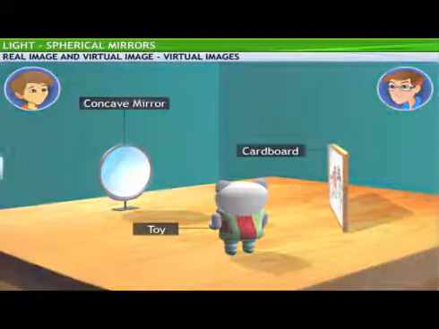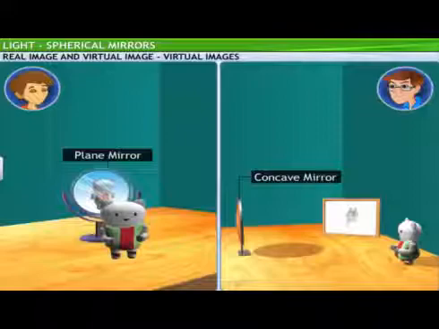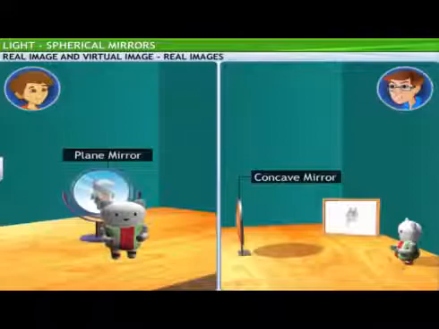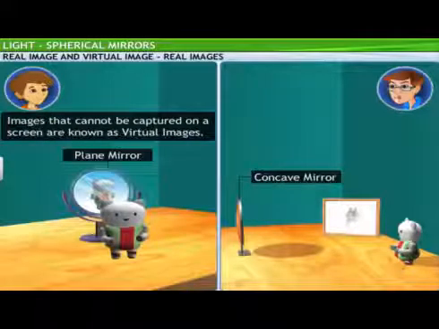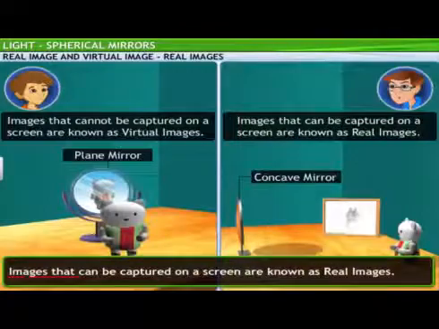Oh, we were never able to obtain the image from a plane mirror on a screen. Yes, in certain cases, you can obtain images from concave mirrors on a screen. This is in contrast to the virtual images formed by a plane mirror. Images that can be captured on a screen are known as real images.